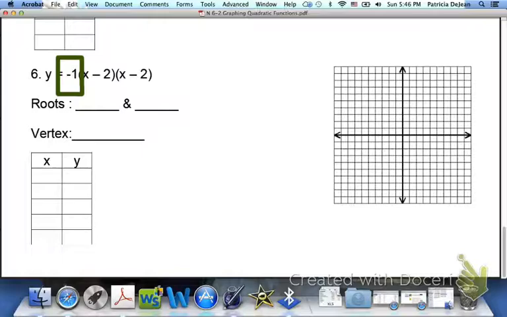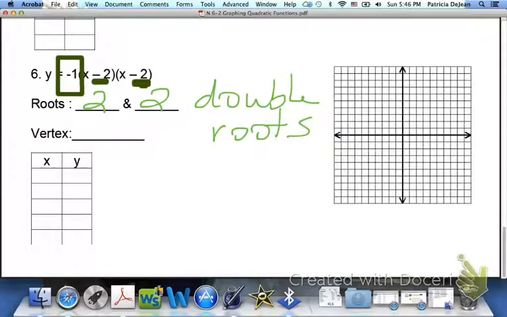So we have roots. Now look at this. You notice that these are the same, x minus 2 and x minus 2. So what does that mean? Well, that means that our roots are positive 2 and positive 2. It has a double root. And when they have a double root, that means it just touches the x-axis. It doesn't cross it in two places. All it does, it touches it. So our vertex is at 2, 0.